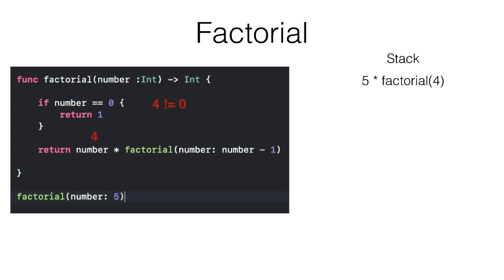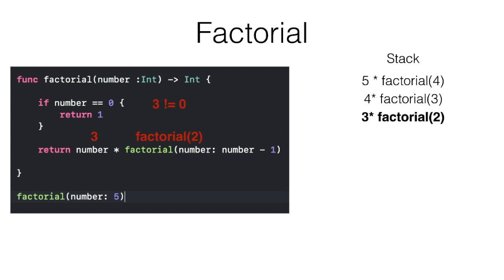Number is 4. And now we are going to pass in another call, and we're going to call it factorial of 3. And the whole line is going to move into the stack. All right, so now we're passing 3. 3 is not equal to 0, so the base case for our recursion is never satisfied again. We are going to pass in factorial of 3 minus 1, which is 2, and then put that in the stack.